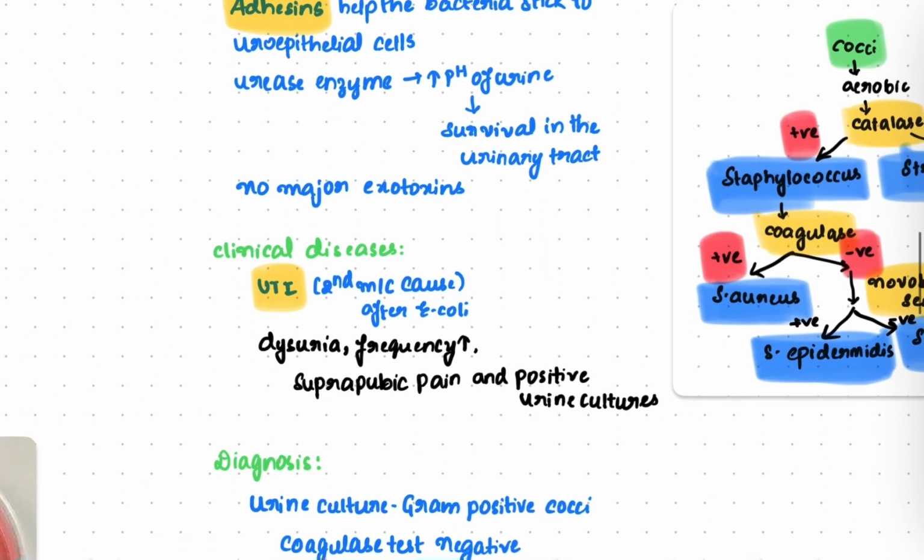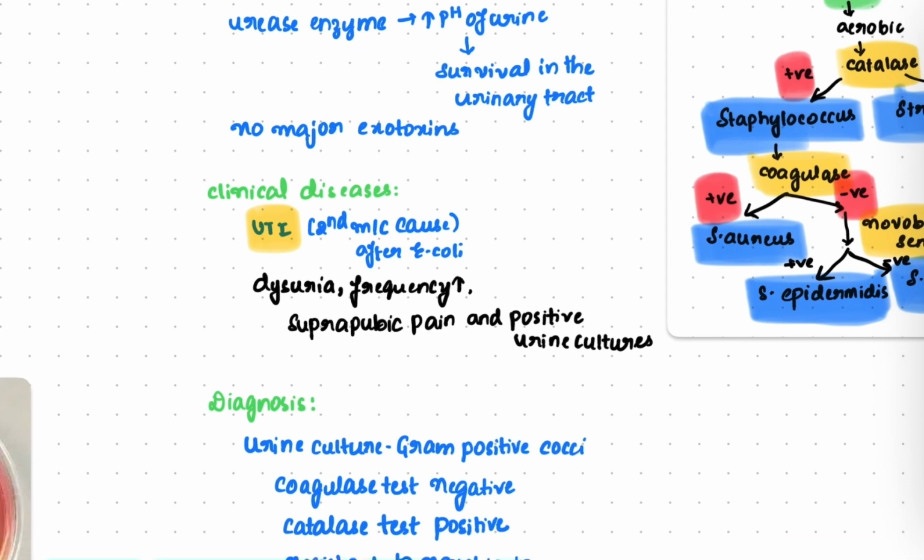The clinical disease caused by this organism is urinary tract infection. It is the second most common cause of urinary tract infection in young women after E. coli. The most common cause is E. coli. The symptoms will be dysuria, increase in the frequency of urination, and suprapubic pain. These three are the symptoms of urinary tract infections. And on urine cultures, we can see positivity.